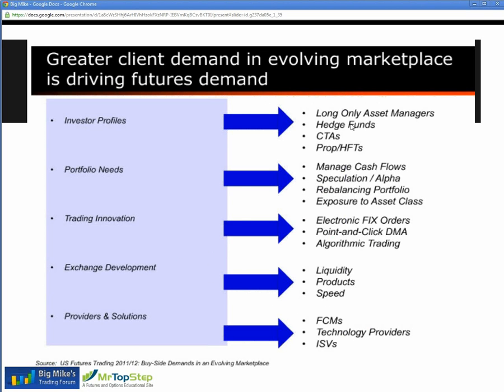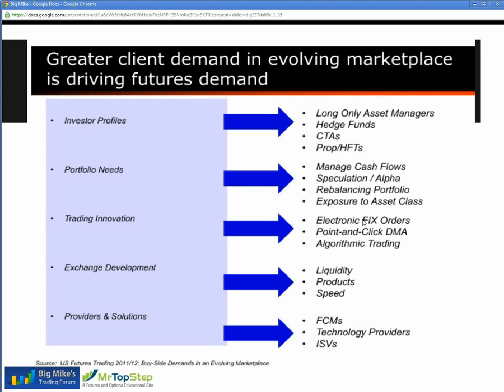They didn't get into it real quick, but five or six years ago almost every hedge fund now has an algo program. Commodity trading advisors, of course, are running electronic platforms and programs. They're huge into this now. Prop firms, gigantic. We know that all sorts of prop firms in Chicago are doing this stuff. There are all sorts of different portfolio needs, like rebalancing your portfolio and exposure to different asset classes. So this isn't just being pushed into a little box into the S&P. It's going out all over the place. Electronic fixed orders, point and click, algorithmic trading, the exchange development.